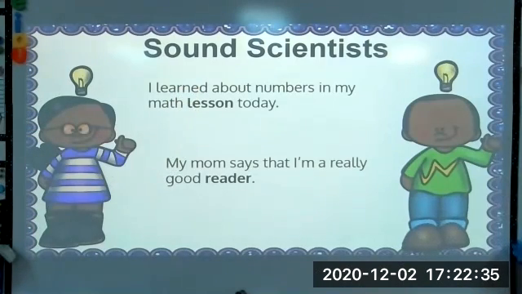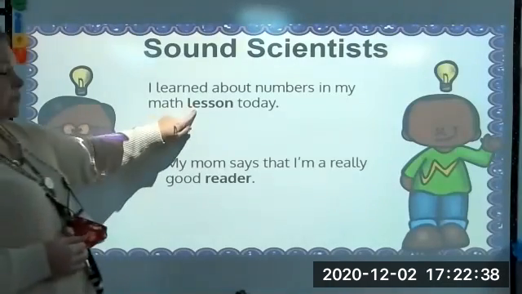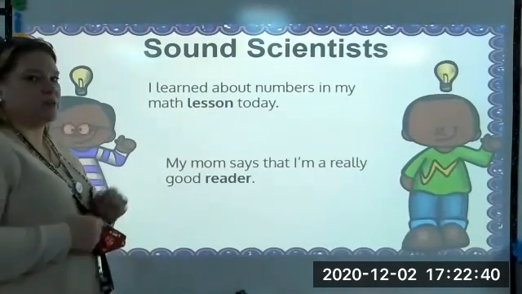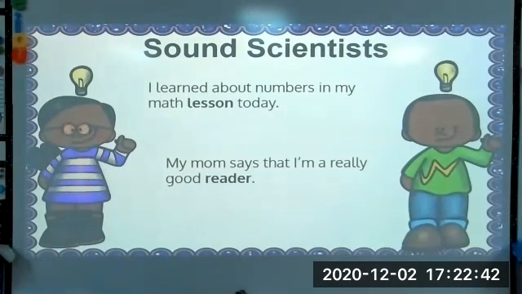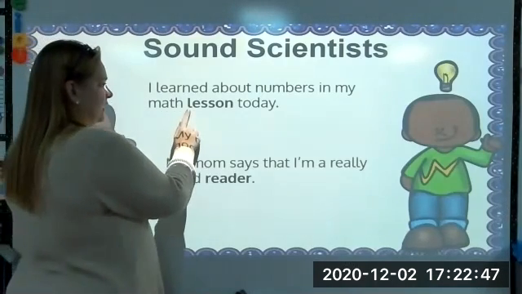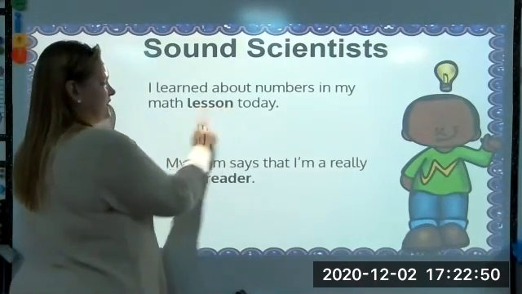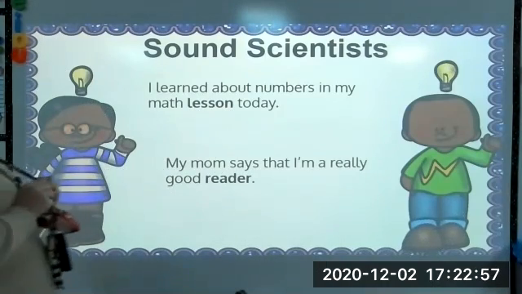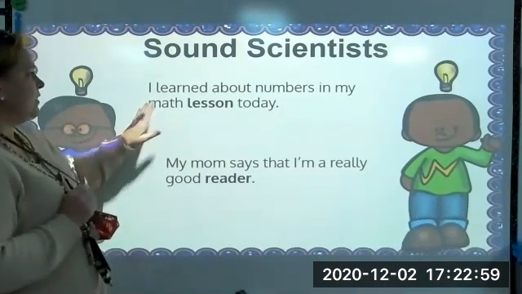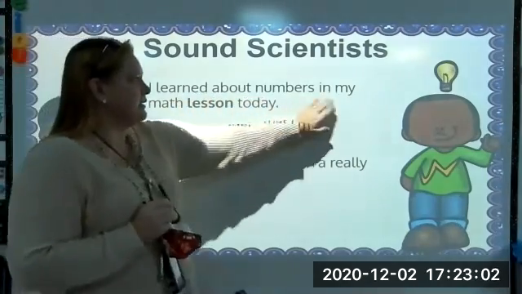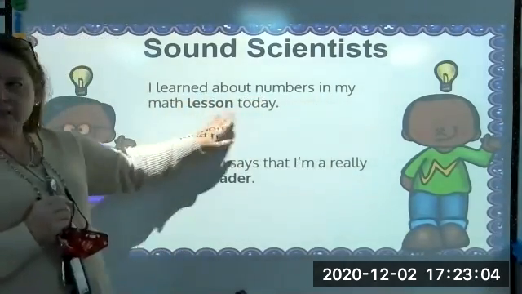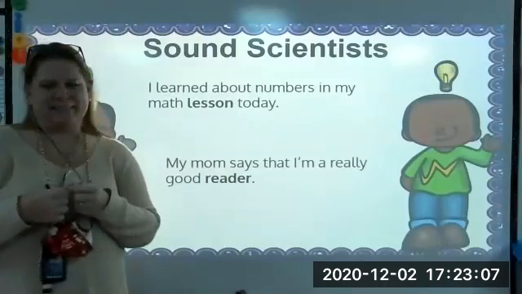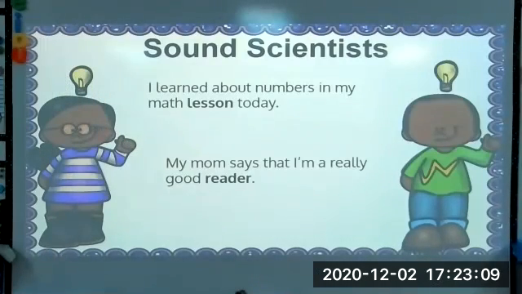So if we change the eh to i, what do you think the new word would be for that sentence? It would be listen. Well, let's put the word listen in that sentence and see if it makes any sense. I learned about numbers in my math listen today. Does that make sense? That is silly. That does not make sense.